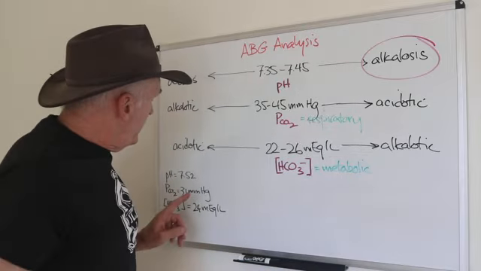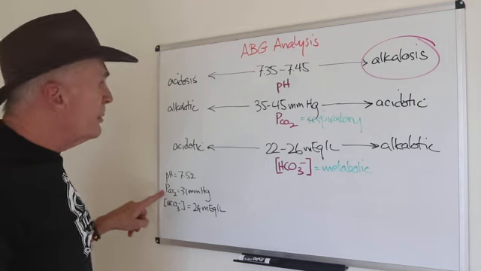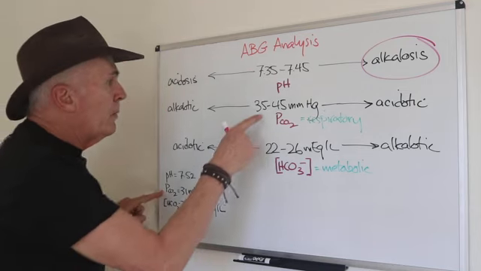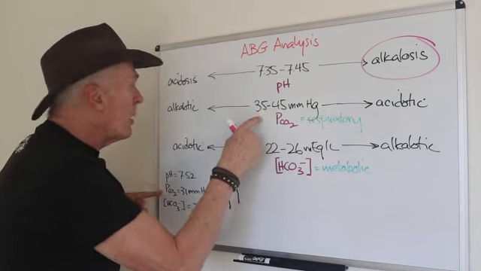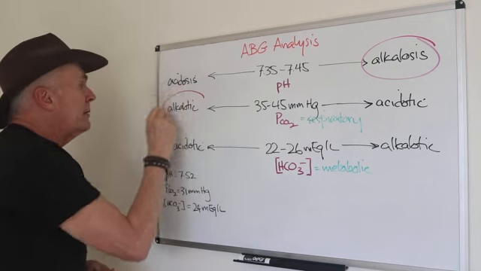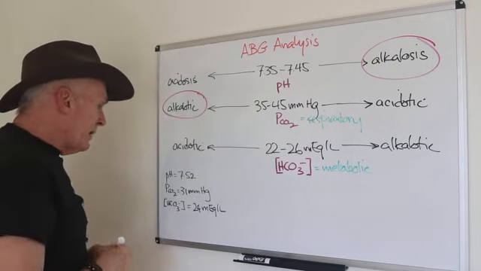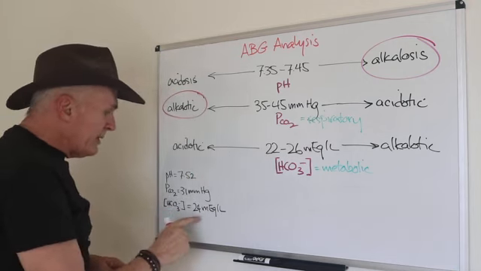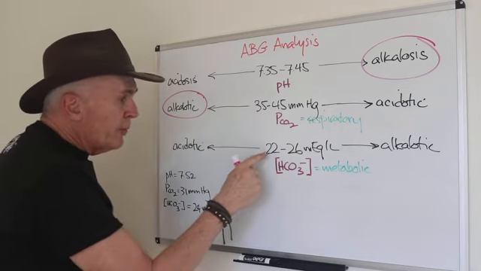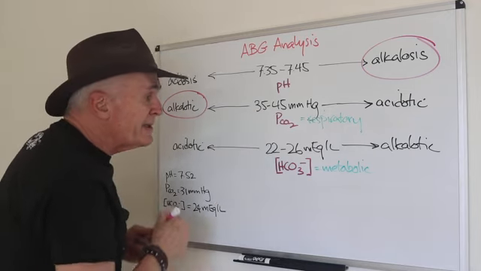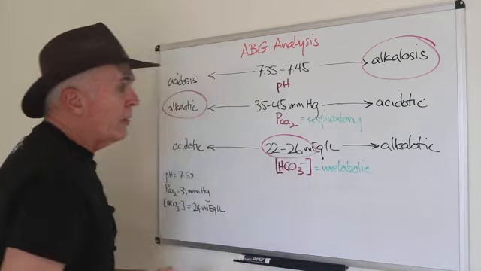So, what do we do next? Partial pressure of CO2 is 31, all right? Well, 35 to 45 is normal, so where are they? They are alkalotic, okay? And then let's look down here. Bicarbonate is 24, normal 22 to 26. Oh, let's see. They're normal, aren't they?